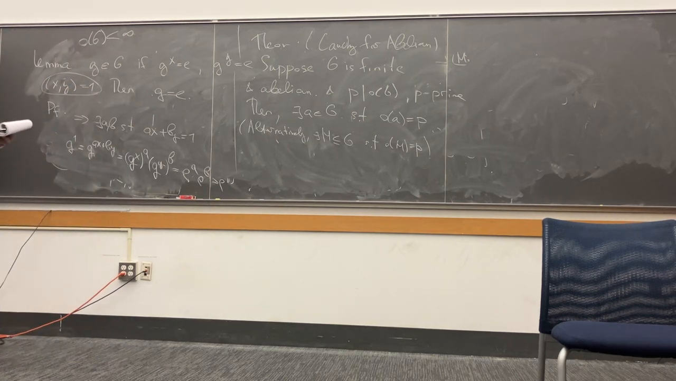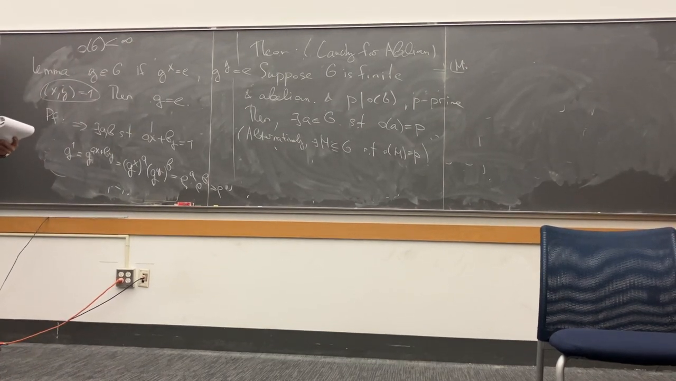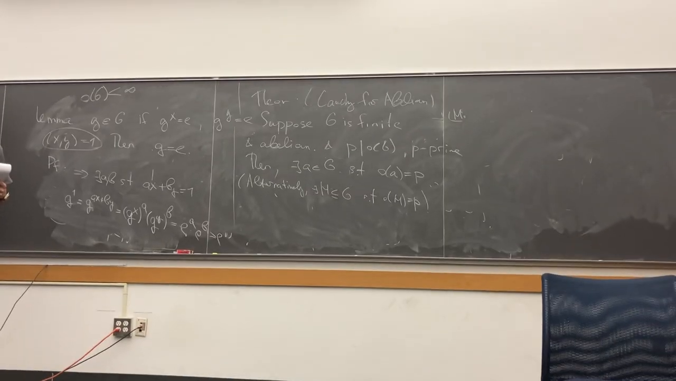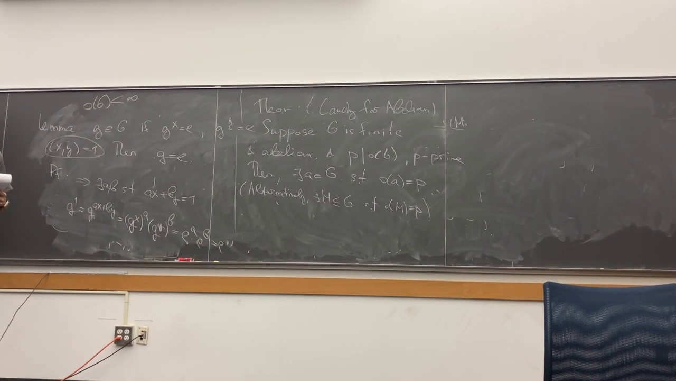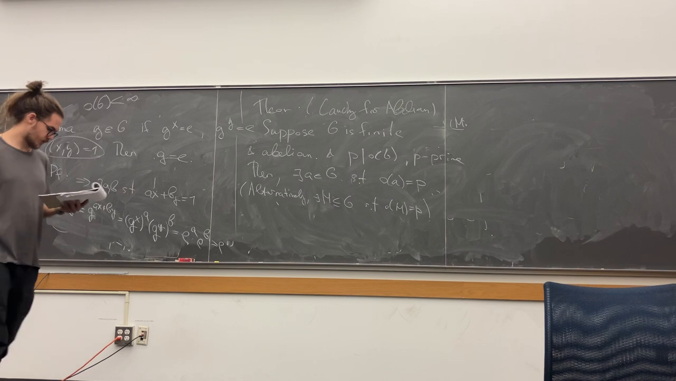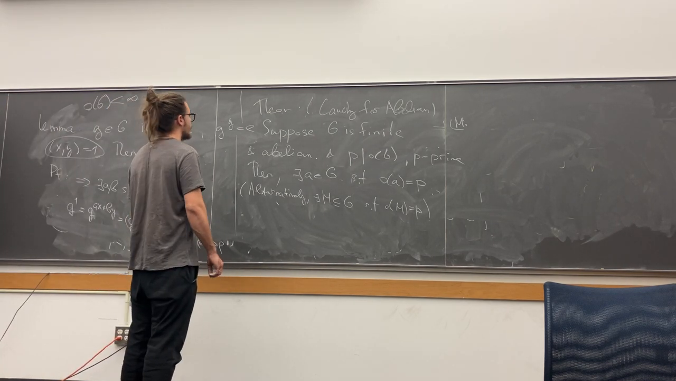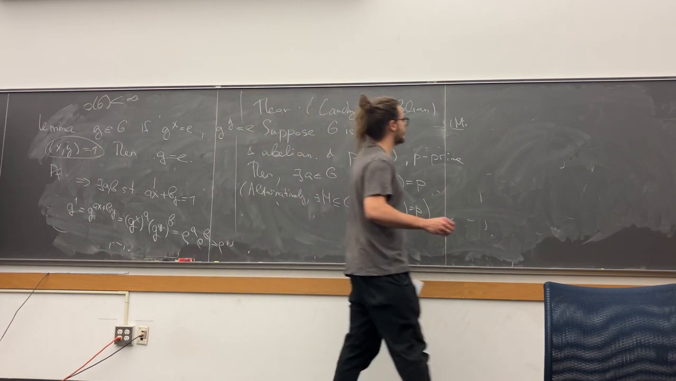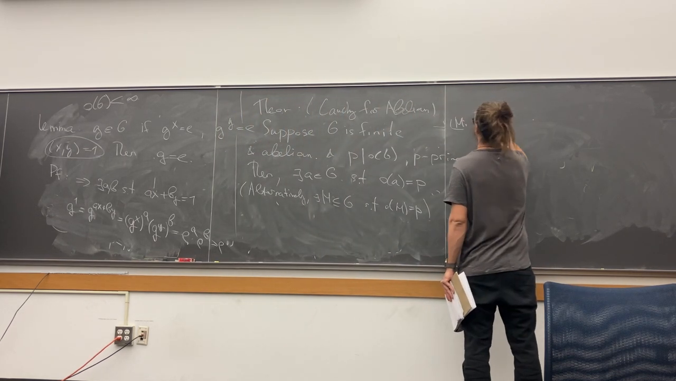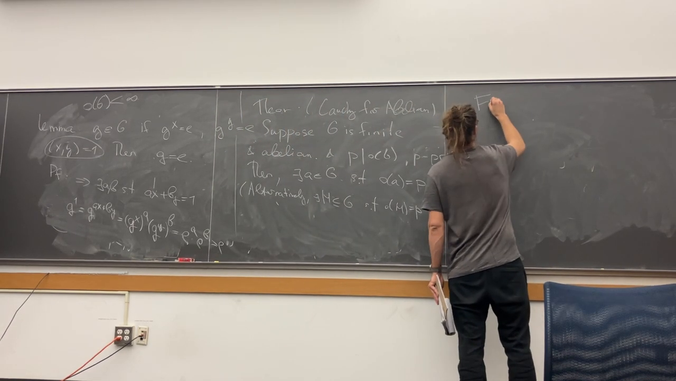So we're going to prove this result. For any finite abelian group G, and any prime which divides its order, we can find such an element. To prove this, we're going to use induction, and the claim is going to be the following. In the induction, fix P.